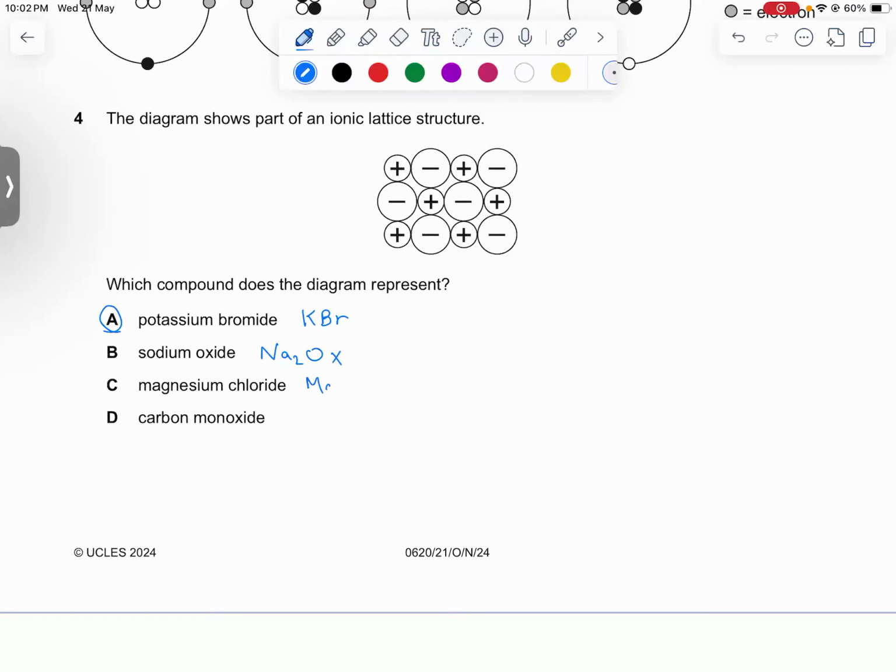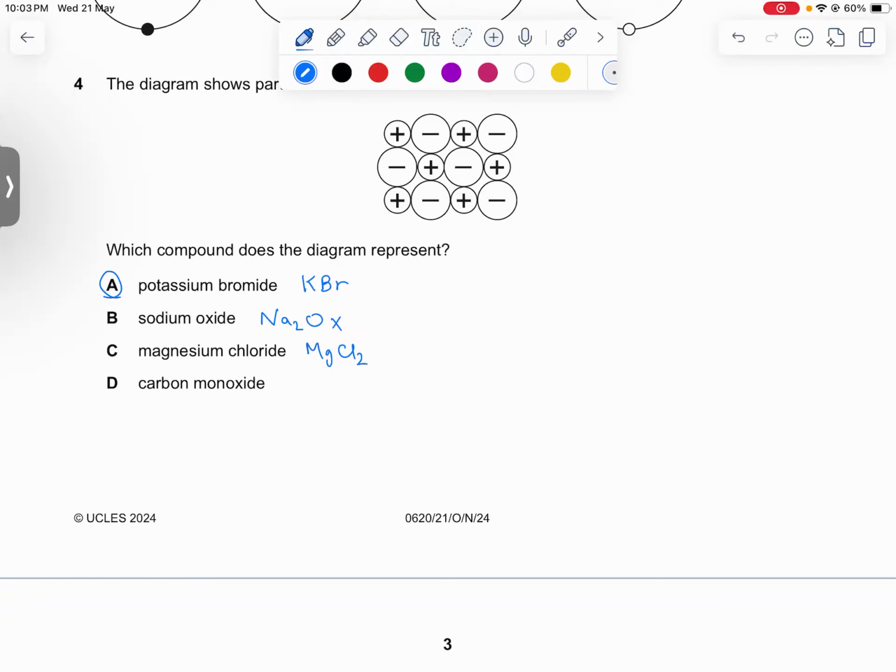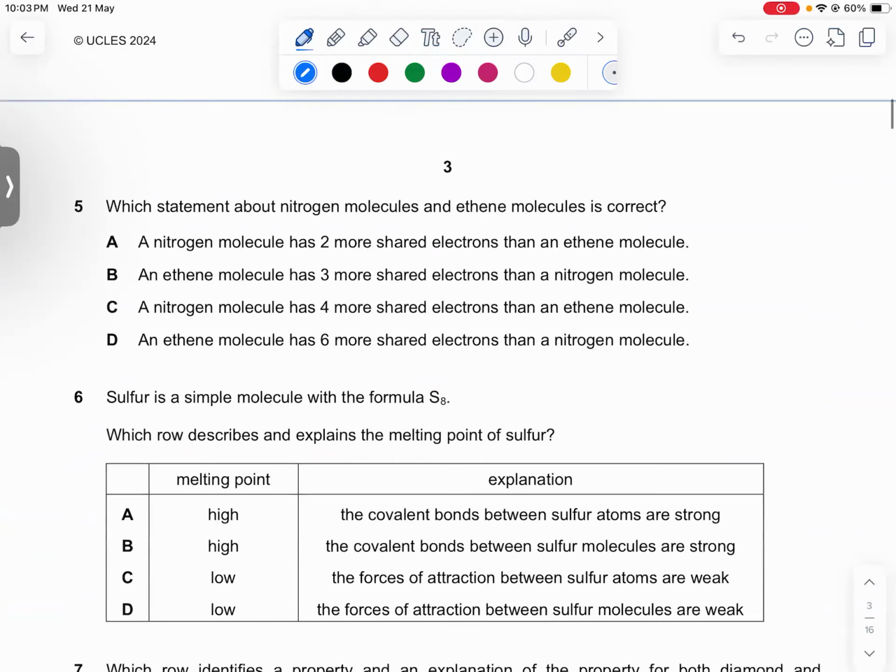Magnesium chloride is MgCl2. MgCl2 would have twice the number of chloride ions, meaning twice the number of negative ions. Well, this diagram contains an equal number of negative and positive ions. Carbon monoxide is not even an ionic compound. So the correct answer was A. All right, on to the next question.